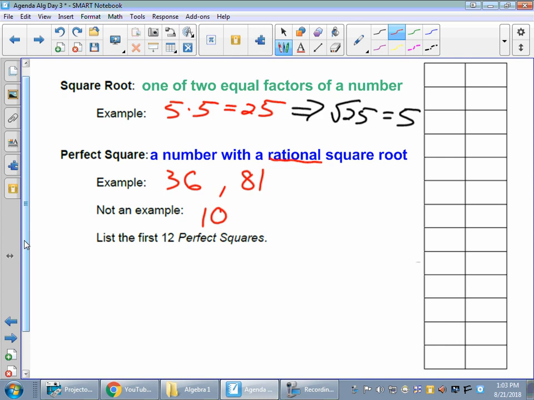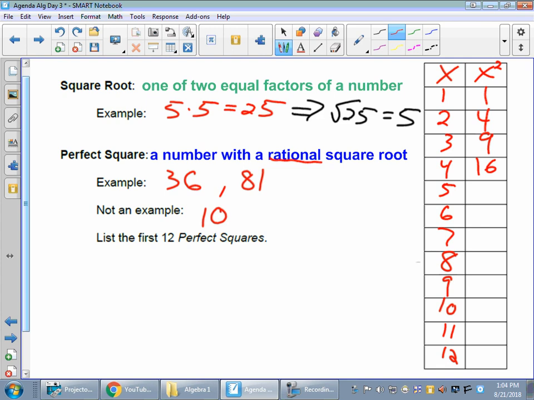So if we use this table over here and we just say that this is x and this is x squared, and then we'll just go down all the way to 12 here. And then we're just basically squaring them to get our perfect squares. Well, if x is 1, then square it. 1 squared, 1 times 1 is 1. And then in this table, we're going to go 2 times 2 is 4. And then we're going to go 3 times 3, which is 9. And 4 times 4, 4 squared is 16.